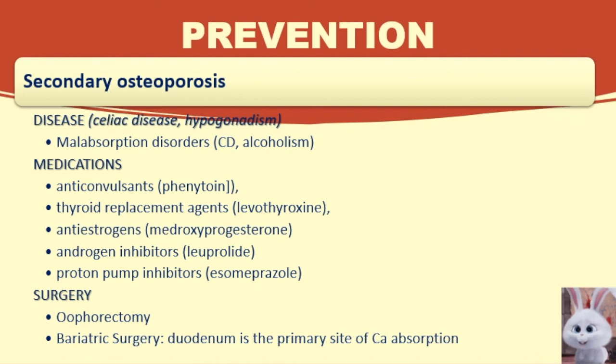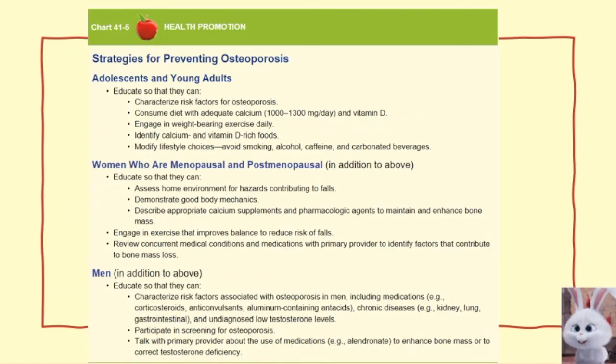Then you have your bariatric surgery. Recall that in bariatric surgery there will be a resection of the stomach, and then you can have your Billroth 1 or maybe Billroth 2. Take note that your stomach along with your duodenum is considered the primary site of calcium absorption. So a decrease in the surface area of your duodenum would lead to decreased absorption of calcium. In other words, hypocalcemia, increasing the risk for osteoporosis. So, here are some of the strategies for preventing osteoporosis. You may pause the slide or refer back to your textbook for chart 41-5.